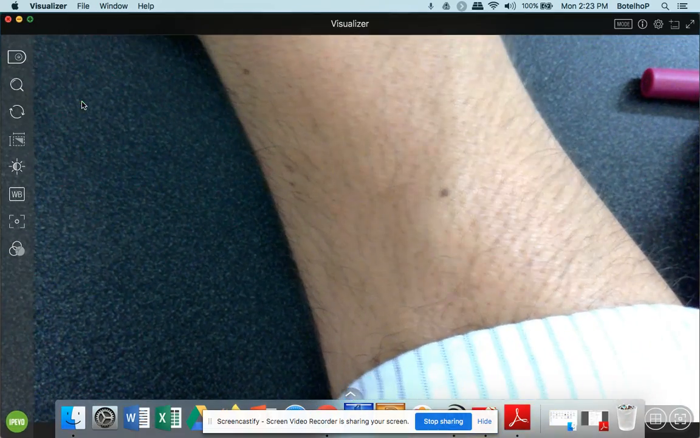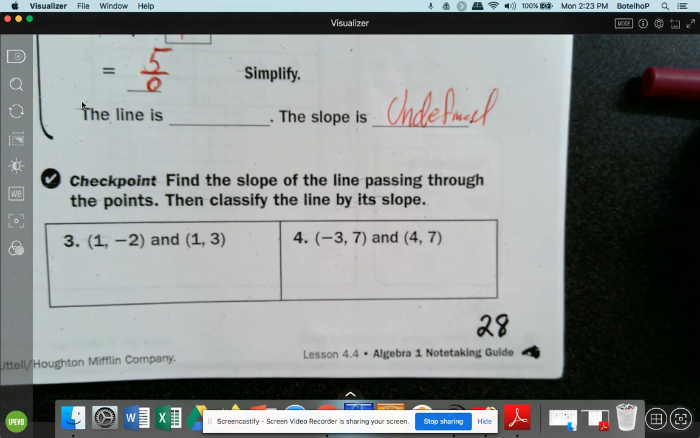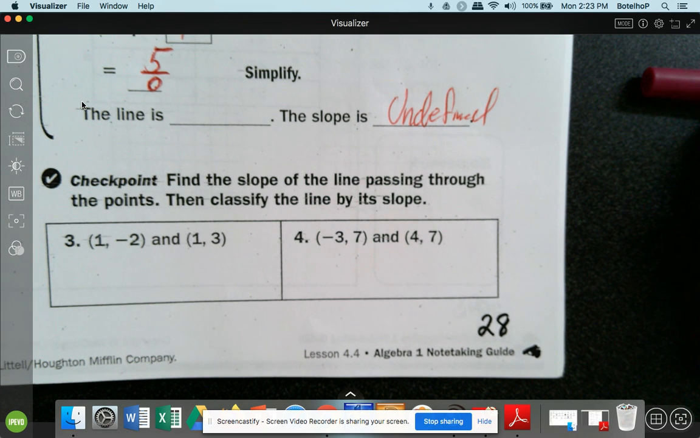All right, so I've got some more checkpoints here for you to do. Checkpoints 3 and 4, find the slope. I'll tell you one of them will be 0, one will be undefined. In this part of the video, if you could enter your answer for number 3, and your answer for number 4.